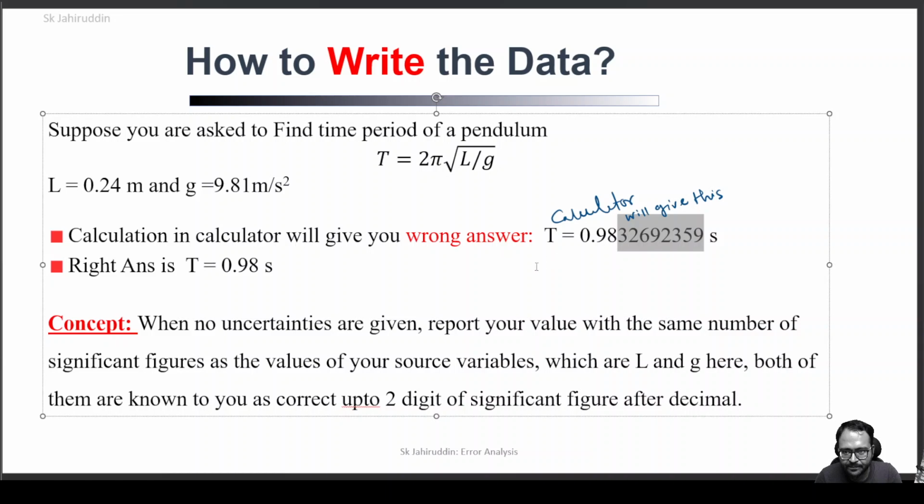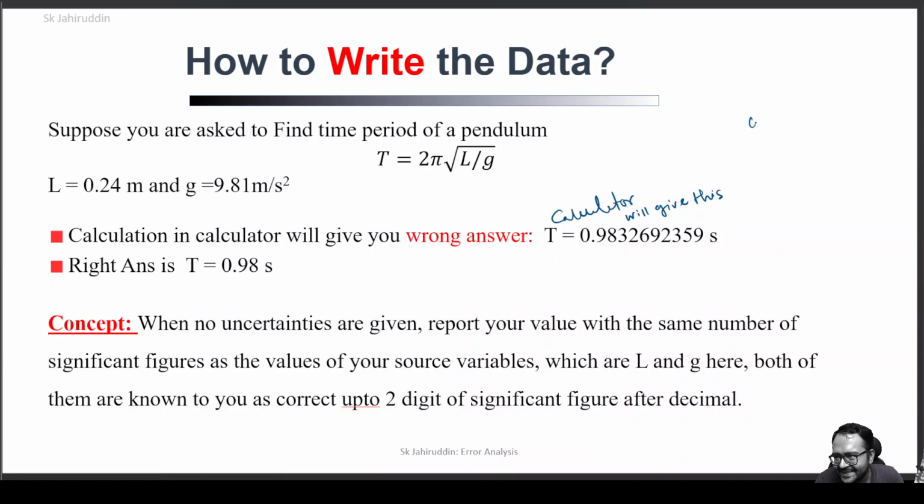Why is it so? See, I am not telling you any uncertainties over this, that L is 0.24. That doesn't mean nothing; it means something which is not explicitly written. If I tell you that L is 0.24 meter, that means L is 0.24 with an uncertainty of plus minus 0.01. Otherwise, I would have written 0.2400.